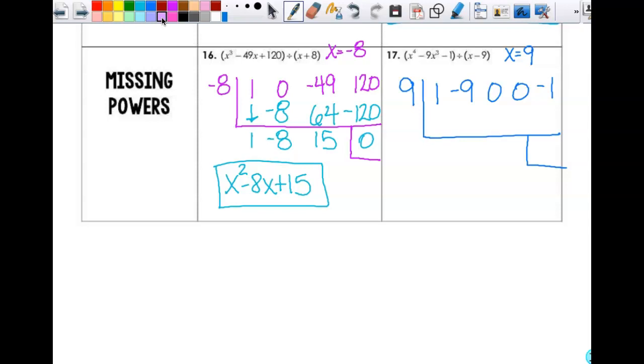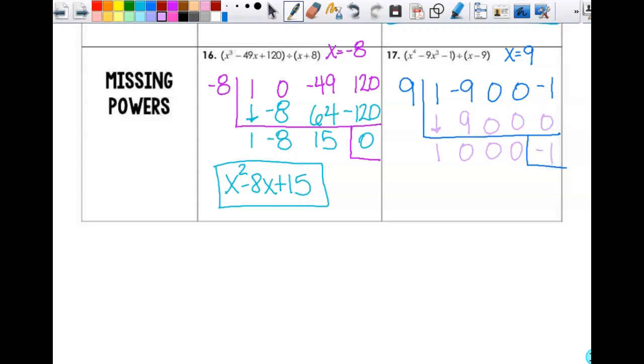How many of you going through this feel like you're doing something wrong? Just because it looks weird doesn't mean it's wrong. Okay, just keep that in mind. Be confident in your steps. Yes, because if I bring down my 1, 9 times 1 is 9. Combine that, I get 0. 9 times 0 is 0. Combine, I get 0. 9 times 0 is 0. Combine, I get 0. 9 times 0 is 0. Combine, I get -1. So that looks like a hot mess of wrongness, but it's not.